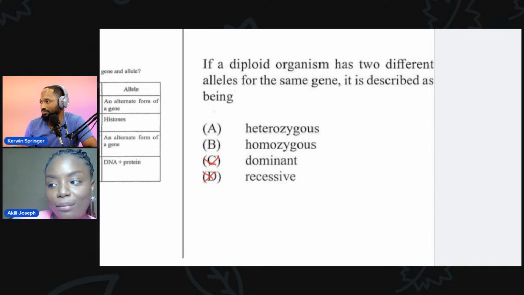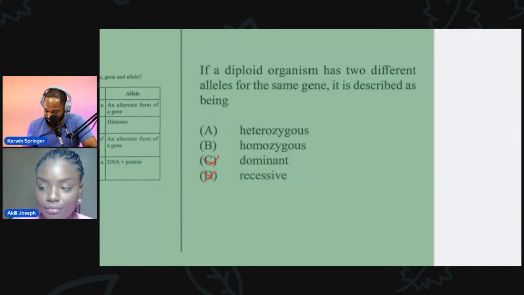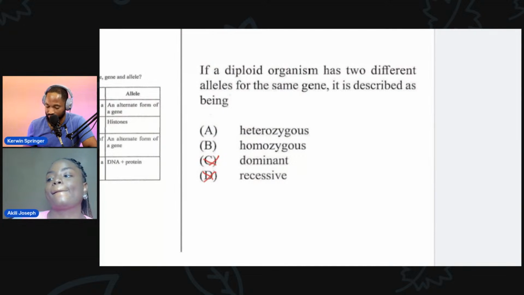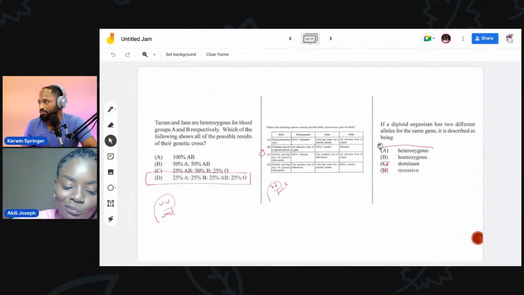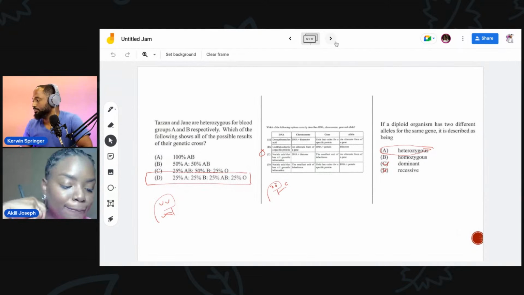So it's either between A or B. That is going to be A, right? We met that term heterozygous all across the last section, right? Okay, next slide.